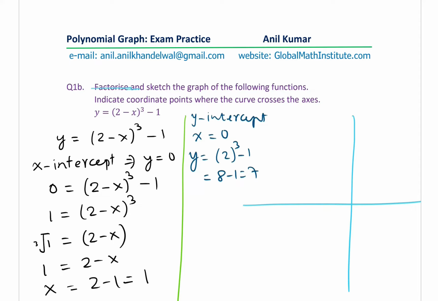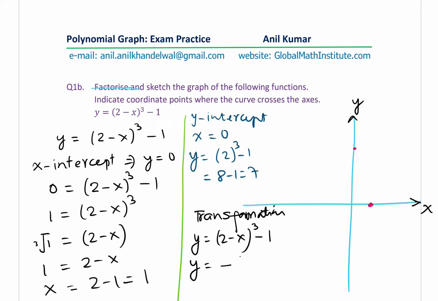So we are saying that the x-intercept is at 1. So this is the x-intercept, and y-intercept is somewhere there, right? Let's say 7, approximately, I'm just placing the points here. Now, how do you really sketch this particular graph? I will actually use transformations. Correct? So we have y equals (2 minus x) whole cube minus 1.